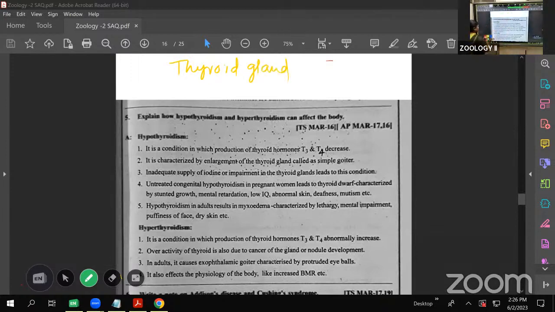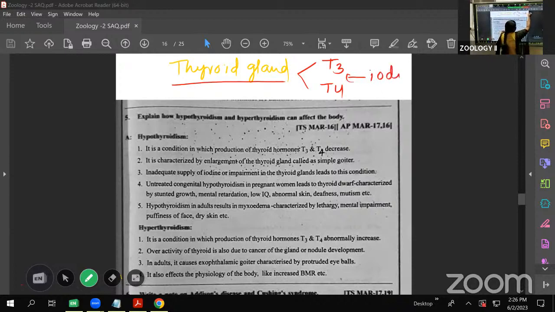The thyroid gland mainly secretes hormones called triiodothyronine T3 and tetraiodothyronine T4. Combinedly we call it the thyroxine hormone. For the synthesis of T3 and T4, iodine is compulsory. Iodine is required for the formation of the thyroid hormones.